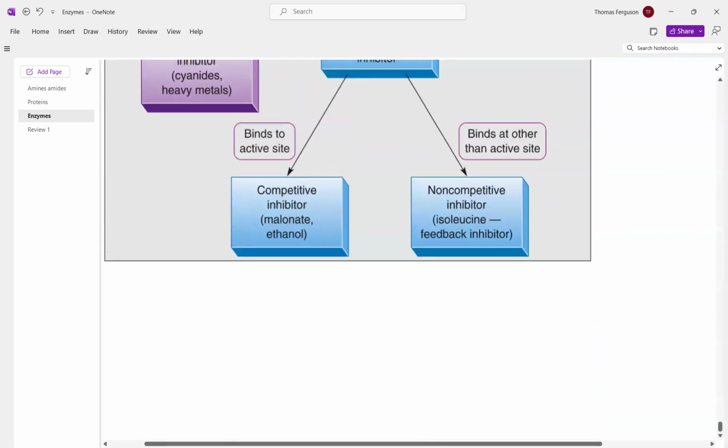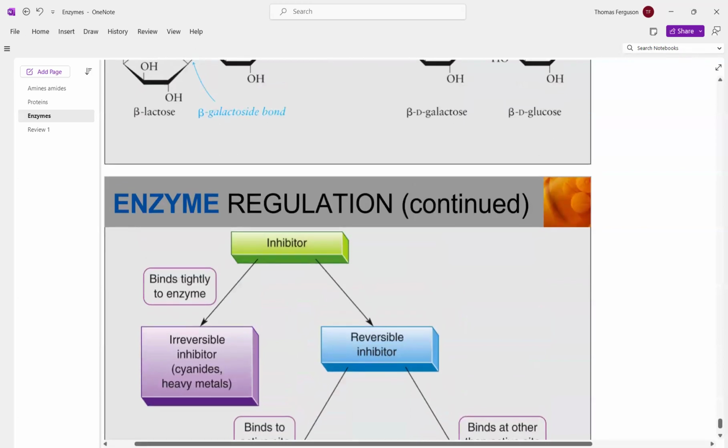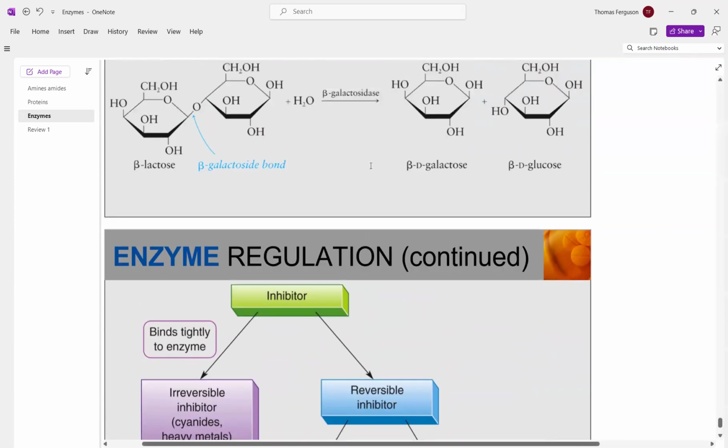So there's going to be two presentations on enzymes. There's this one, and there's also one on naming enzymes, based on what the enzyme is doing. So that's what we're going to talk about next.